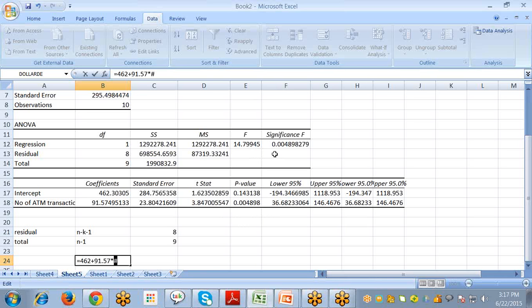So in regression analysis, these two things are necessary to check whether your analysis is correct or not. Here both these values are very low, so it denotes that our analysis and our calculation are correct.